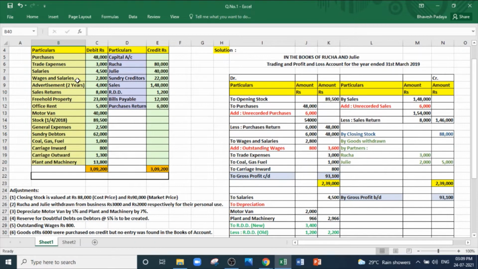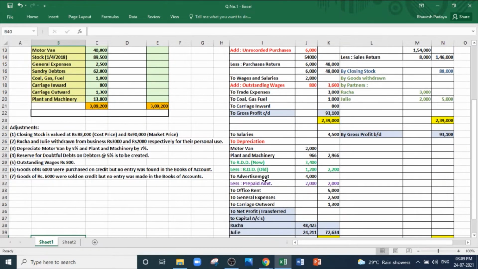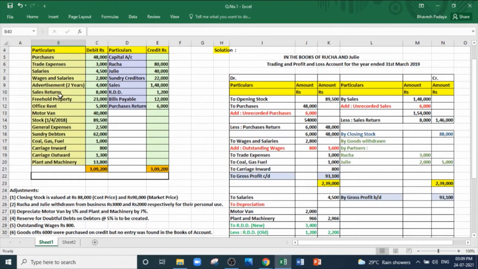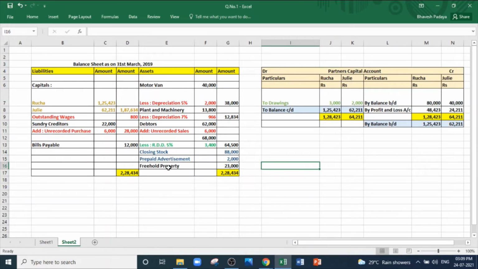Wages and salaries. So wages comes first, so in the trading account. Since you have an adjustment, leave a line or two lines for the adjustment. Advertisement goes in the profit and loss account. Since you have an adjustment, leave a line or two. Sales returns, these have to be deducted from the sales, so leave a line over here. Sales returns will be deducted from sales after making the adjustment for unrecorded sales. Freehold property, it will go to the asset side. Freehold property on the asset side of the balance sheet.